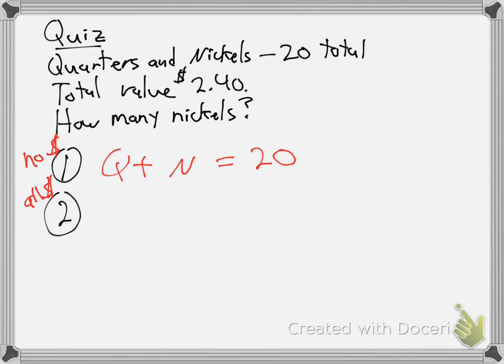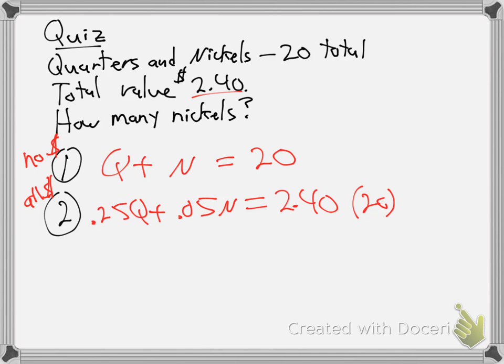Second equation, you bring in the money. Quarters are worth 25 cents, as you know. Nickels are worth 5 cents, as you know. And the total money is $2.40. It's not, by the way, 2.40 times 20. Don't make that mistake. That's what you do for the mixture problems.